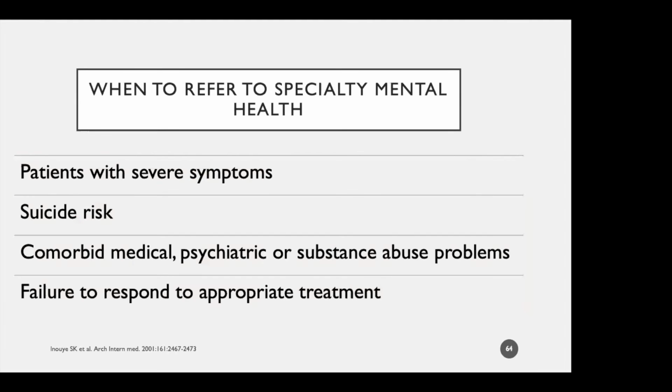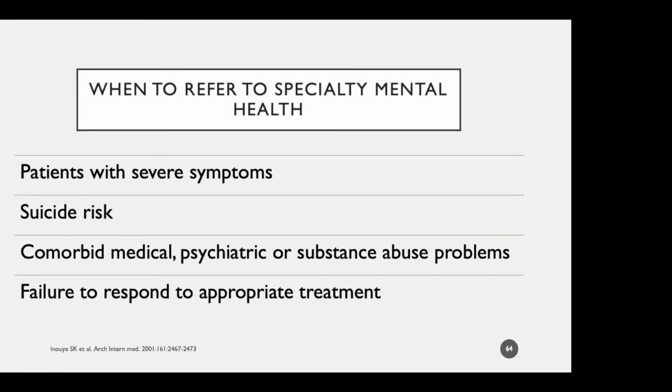Next, when should you refer to specialty mental health if you're seeing someone in a family practice setting who has severe symptoms, who has high suicide risk, who has a lot of medical, psychiatric, and substance use comorbidities, and then they're failing to respond to the treatment that you're offering in the primary care setting? Then it's time for you to either consult or refer out.